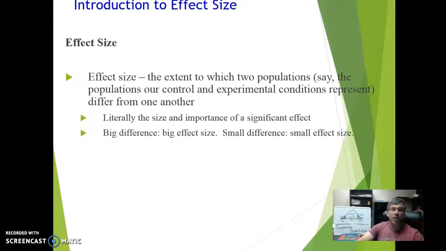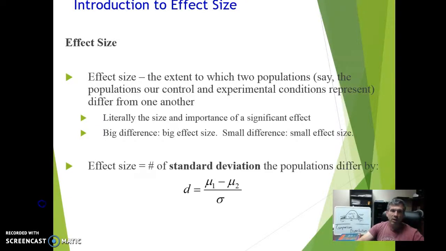If they're really far apart, you're going to get a big number. If they're pretty close, you're going to get a smaller number. Here's the formula for effect size. Don't worry about test problems with this formula or anything like that. We might talk about effect size on there, but you're not actually going to be calculating effect sizes. But this is something you'll probably look at a bit if you get into graduate school.